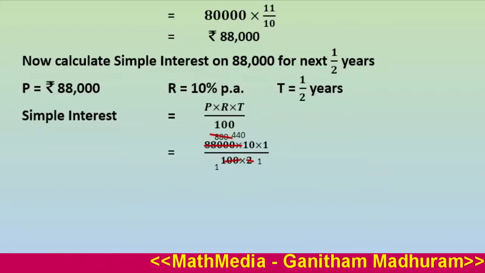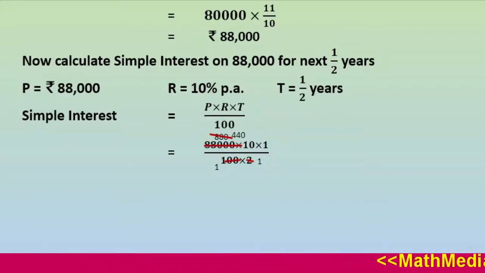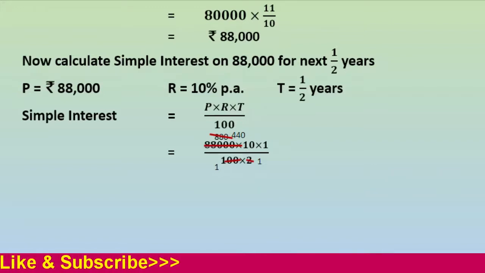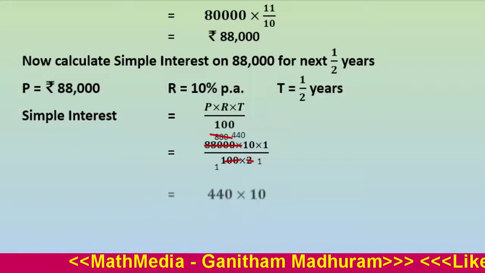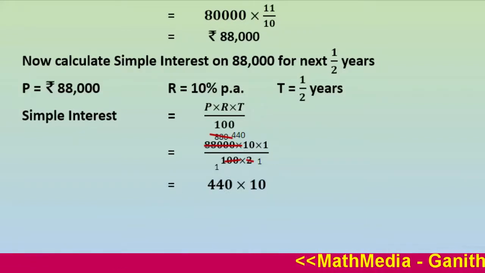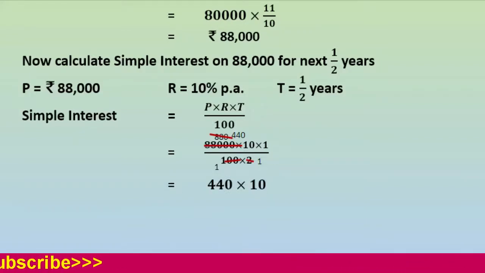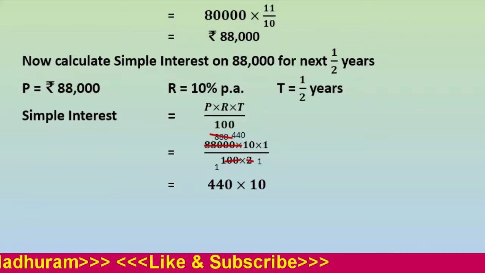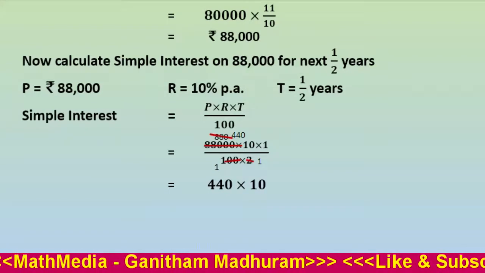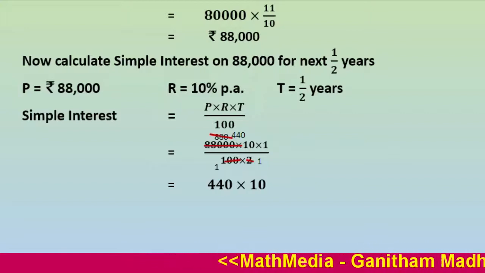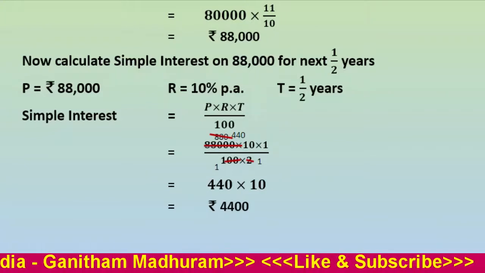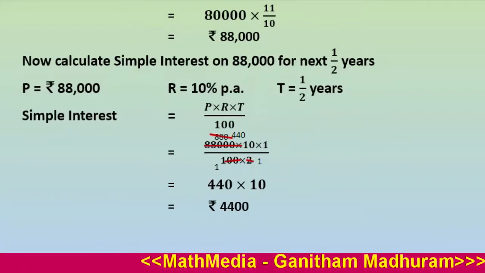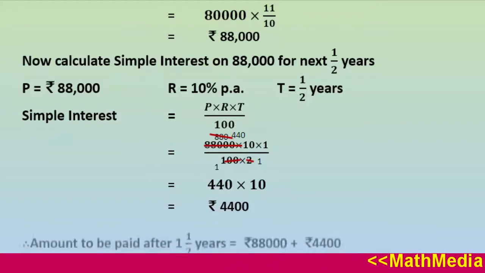We get 88,000 into 10 into 1 upon 2, whole divided by 100. By cancelling 100 and 88,000, we get 880 into 10 into 1 upon 2. Again we can cancel 880 by 2, we get 440 into 10. So the answer is rupees 4,400. This is the simple interest for half year.